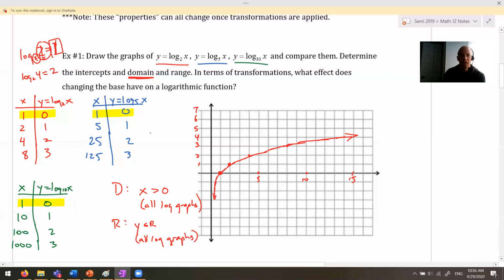The blue one. So what we can see with the blue one is it's also going to go through this point. Maybe I'll just put an X or a different symbol there. And then we're going to have 5, 1. And then we're going to have 25, 2. So already we're way off here. So this graph is going to do this sort of thing. It's going to go like, and it's going to shoot off here.